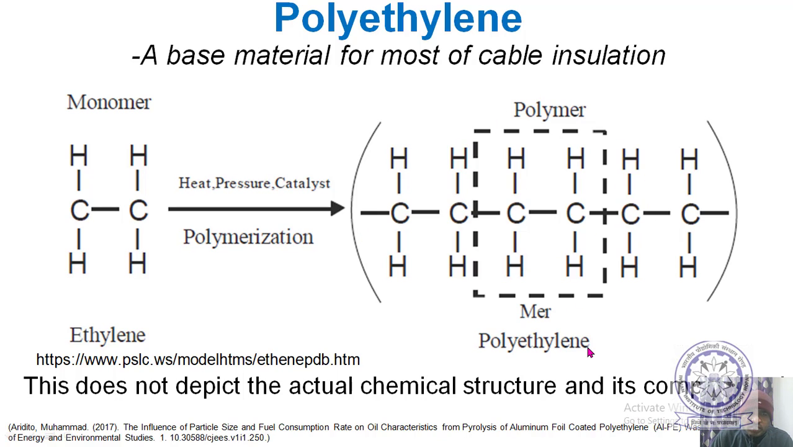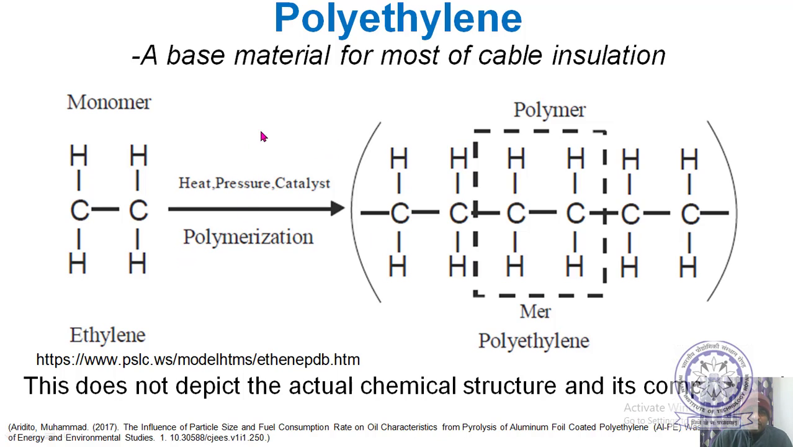This is polyethylene. This is ethylene, and this is the ethylene monomer. When the ethylene monomer forms a chain like this, it is called polymerization, or polyethylene. Of course, this does not depict the actual chemical structure and its complexities. We will see that soon in the next.